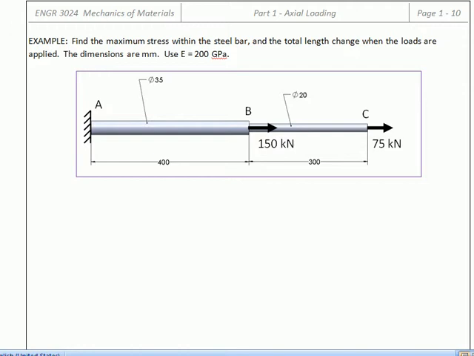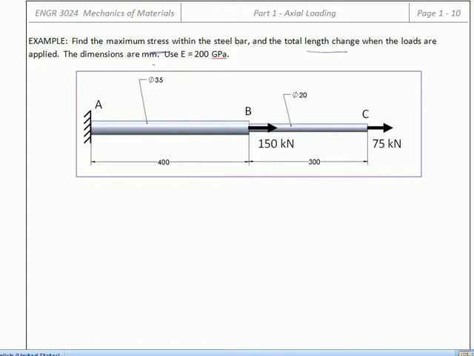This video is going to work through the example starting on 1-10 of the course pack. It's an axial loading problem. Problem statement: find the maximum stress within the steel bar and the total length change when the loads are applied. The dimensions are given in millimeters. Use a Young's modulus of 200 gigapascal.